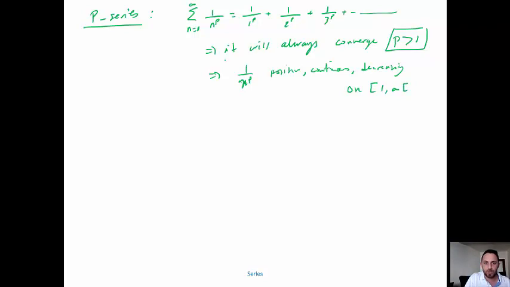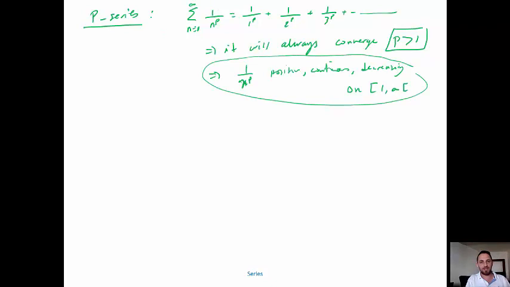If this is x, if you want to perform the integral test. Otherwise, if you realize it's a P-series, then definitely you can say, if p is greater than 1, then it converges. Let me give you an example.